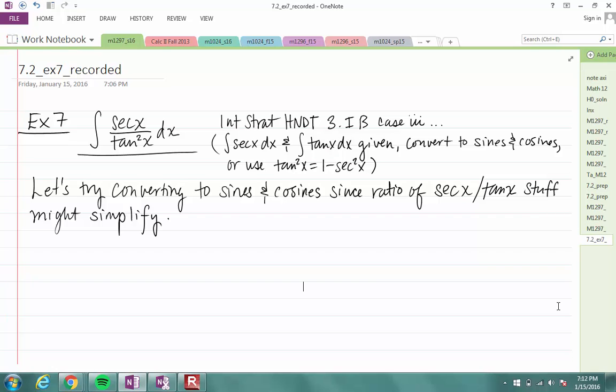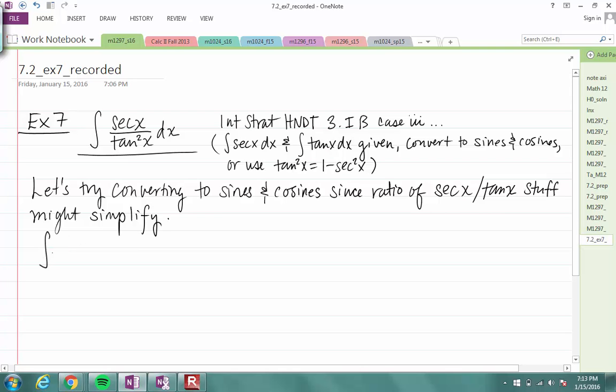The identity of tangent squared equals secant squared minus 1 isn't really going to help us, because then we'll have a minus in the denominator, and that doesn't do a whole lot for us. Whenever you have a ratio of trig functions, it might be the case that things simplify if you put things in terms of sine and cosine. That's more familiar. So let's try doing that first.